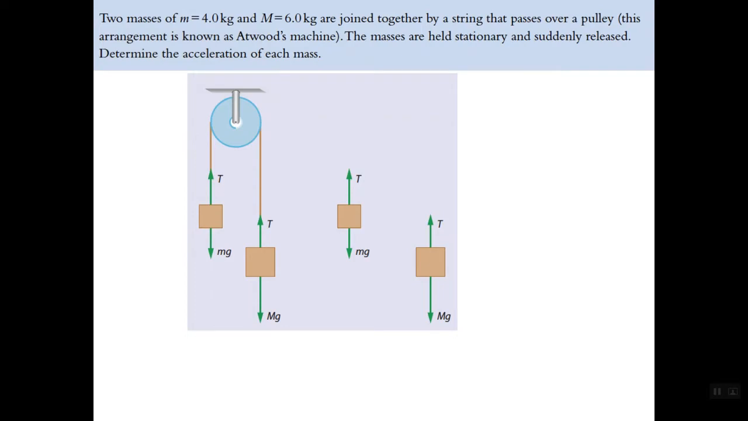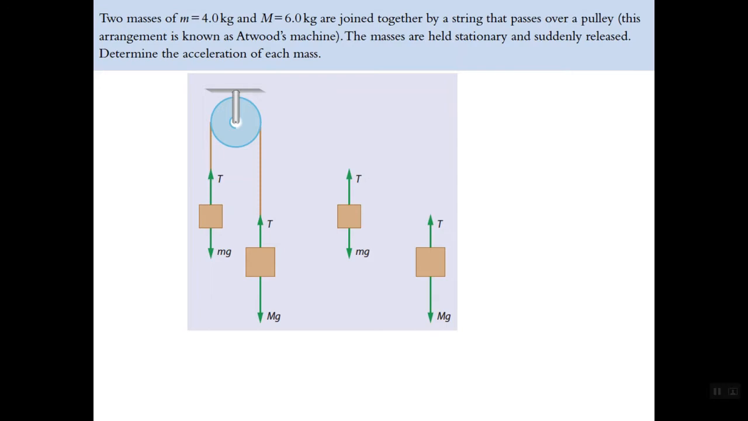Hello everyone, let's get started with our force revision. Two masses, a small mass of 4 kg and a large mass of 6 kg, are joined together by a string that passes over a pulley. This arrangement is known as an Atwood machine. The masses are held stationary and suddenly released. Determine the acceleration of each mass.